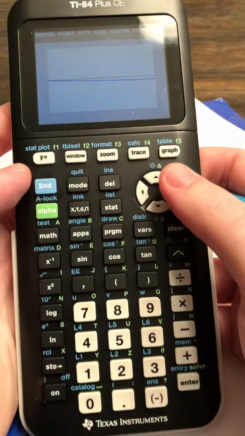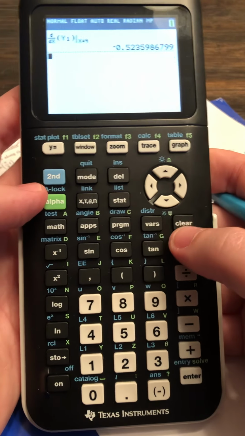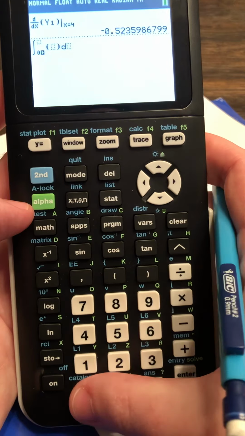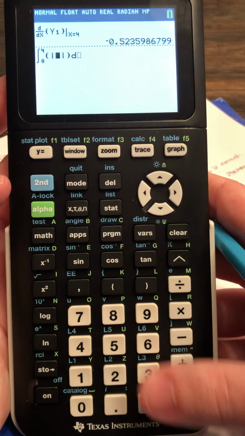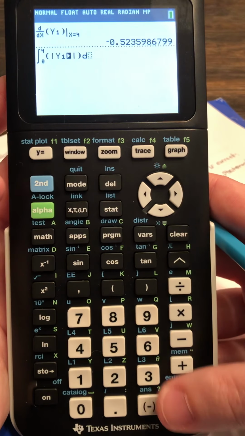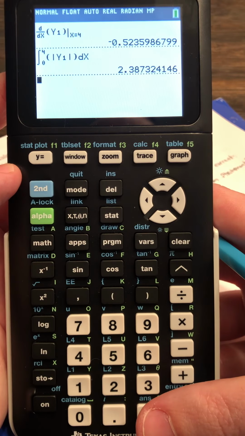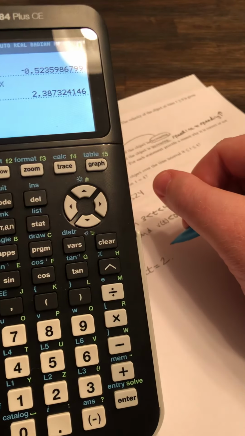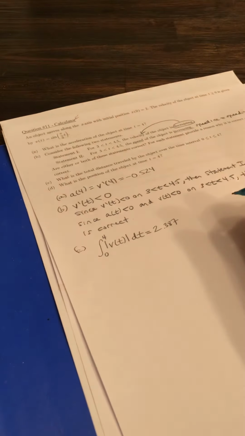So on the calculator, here's what we're going to do. And it shut off. Okay, here we go. So I'm going to use Math 9. I'm going to do the integral from 0 to 4. I'm going to do the absolute value of my velocity. And I end up getting 2.387. So there's our answer, 2.387. And that ends up being the total distance traveled. Okay, so we're all cool with that. So that's that one. All right, so let's take a look at D.